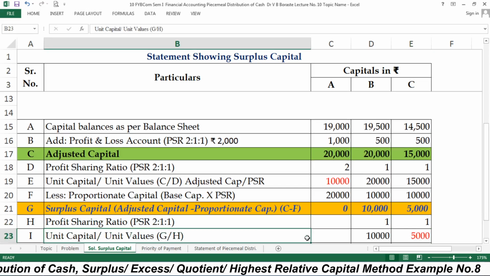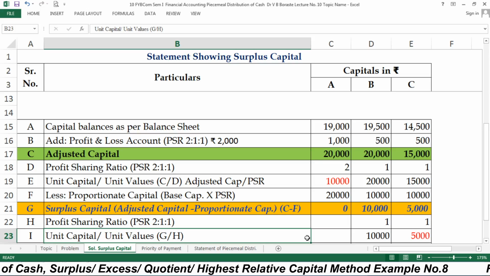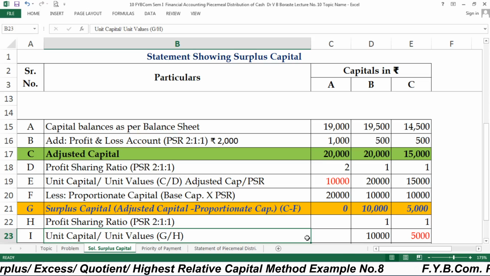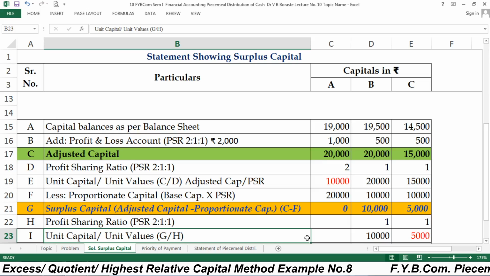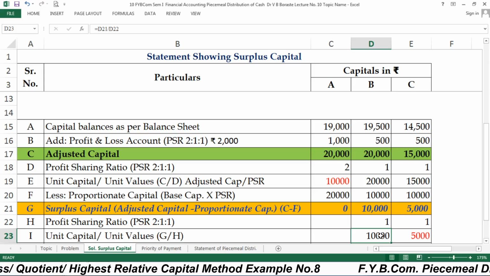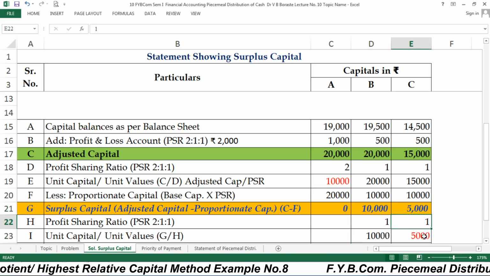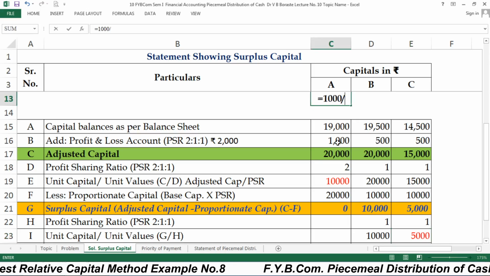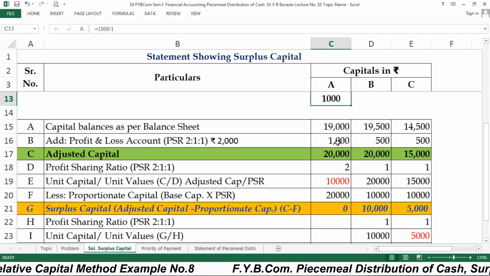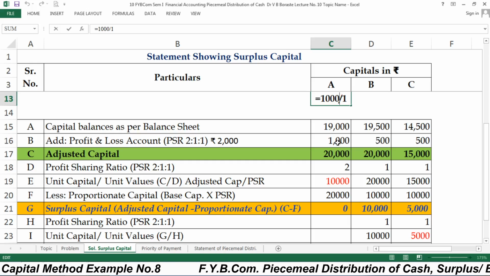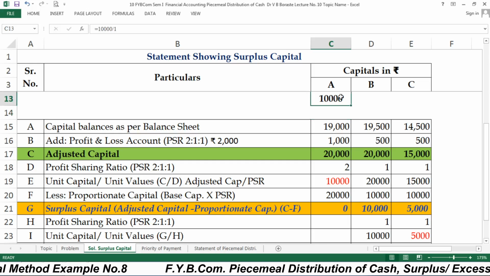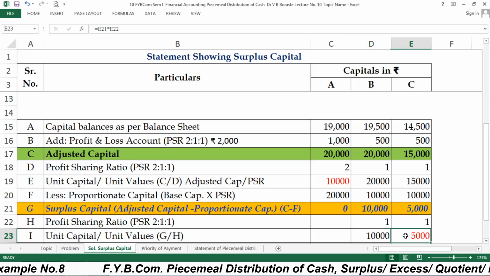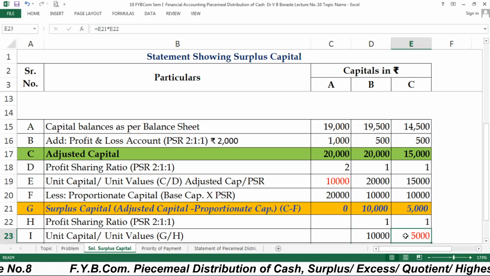The next step is unit capital. Unit capital is G divided by H, that is, surplus capital divided by profit sharing ratio. So 10,000 divided by 1, the answer will be 10,000, and 5,000 divided by 1, the answer will be 5,000. It's a very simple calculation. 10,000 divided by 1, the answer will be the same. So Mr. B's unit capital is 10,000 and Mr. C's unit capital is 5,000.